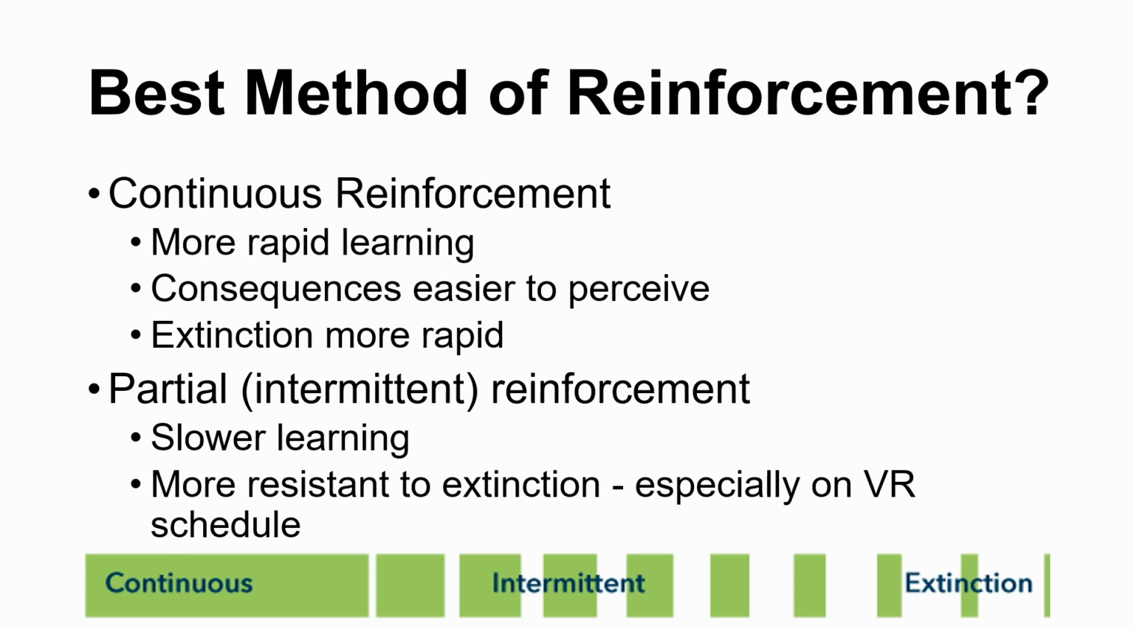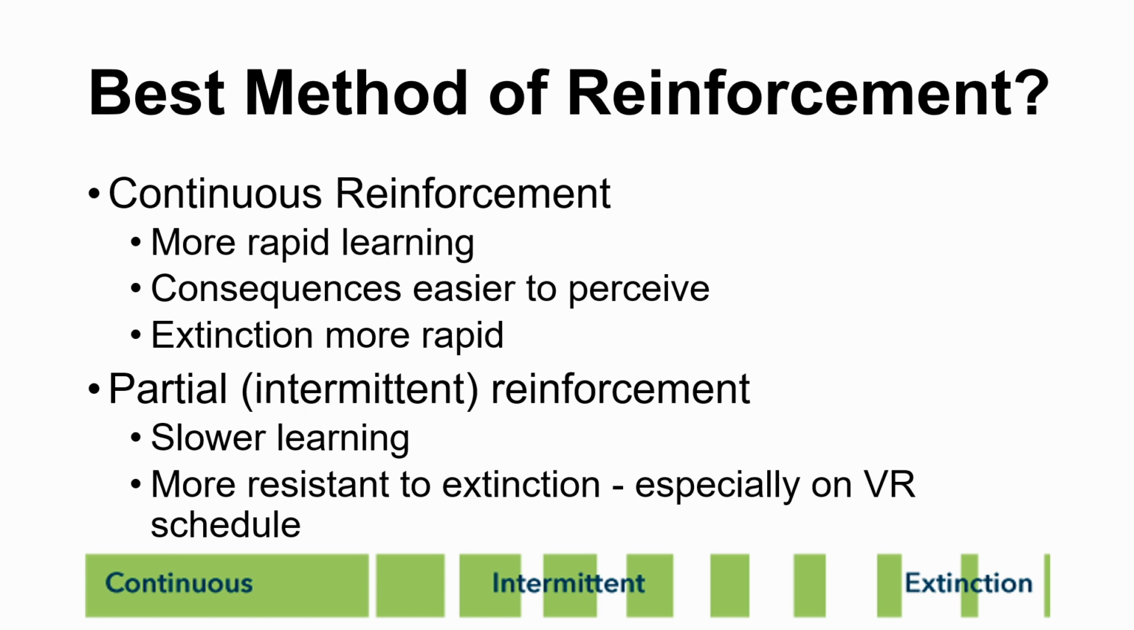So if you're on a continuous reinforcement schedule and then all of a sudden you don't get food for pressing that lever, you might go into an extinction burst and then extinction of the behavior very rapidly because it's deviated from a set pattern. If we have partial or intermittent reinforcement, because it's not a one-to-one pairing, we typically see slower learning because it's not every lever press that gets food.